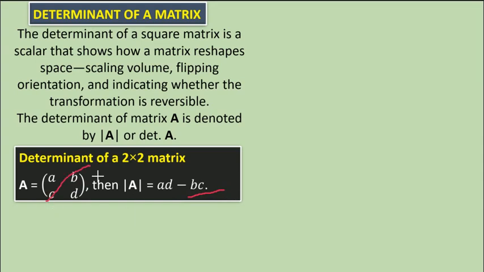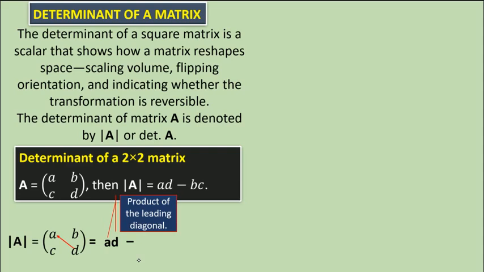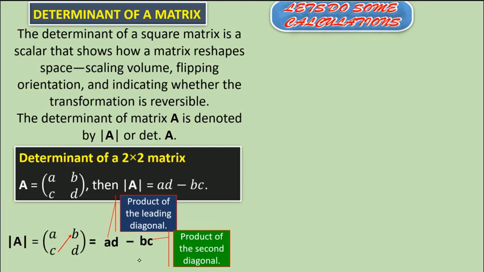So that gives us a simple definition of the determinant of a 2 by 2 matrix. The magnitude of that matrix is obtained by performing this operation. Now let's look at this. For the determinant of A, we have that 2 by 2 matrix like that, and then we multiply the product of the leading or main diagonal, and then that's the product of what? The second diagonal. So now let's solve some problems.